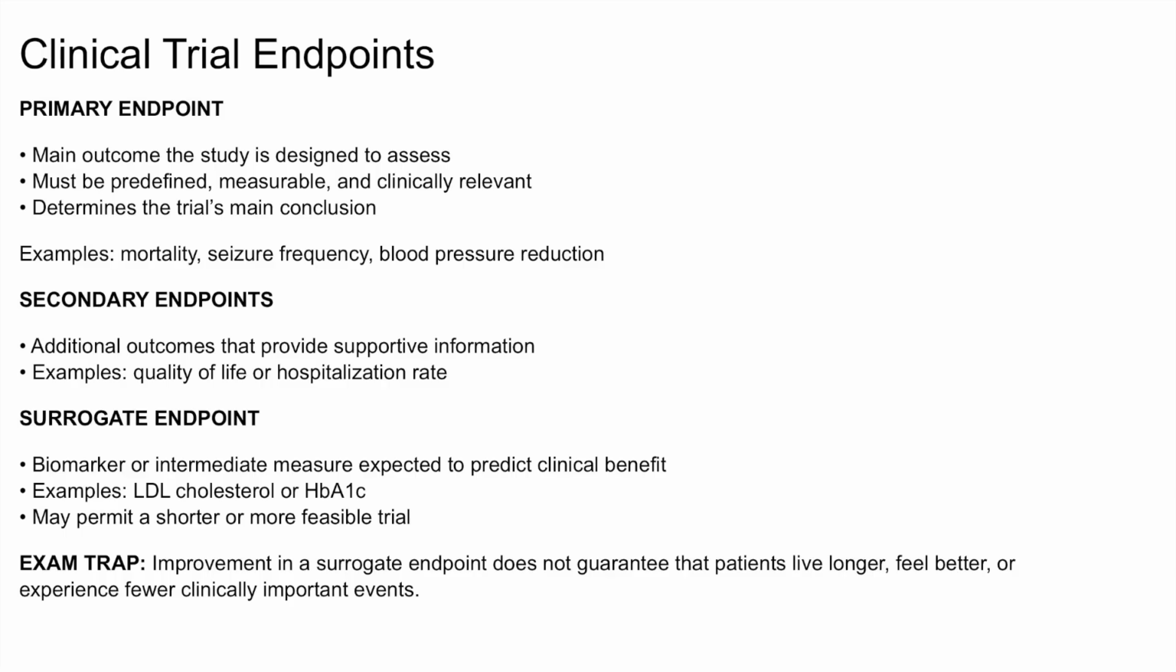A surrogate endpoint is different. It is a biomarker or intermediate measurement expected to produce a meaningful clinical benefit. LDL cholesterol and hemoglobin A1C are common examples of this. Surrogates can make trials shorter and more feasible, but they have an important limitation. Improving a laboratory value does not automatically prove the patients live longer, feel better, or experience fewer clinically important events.